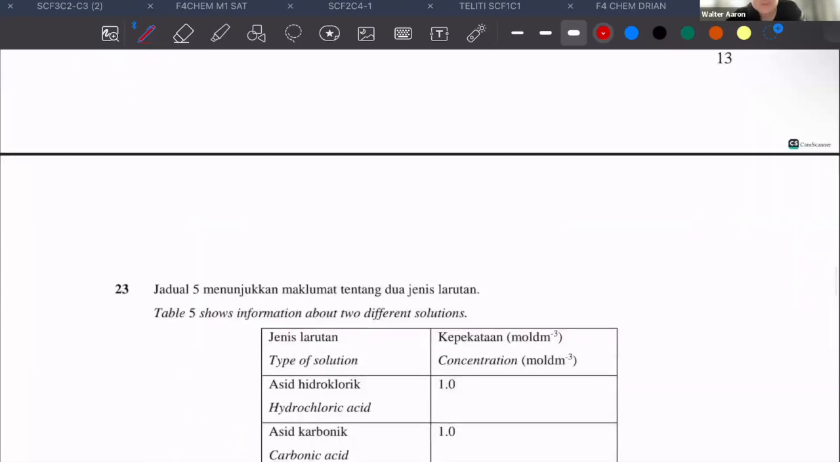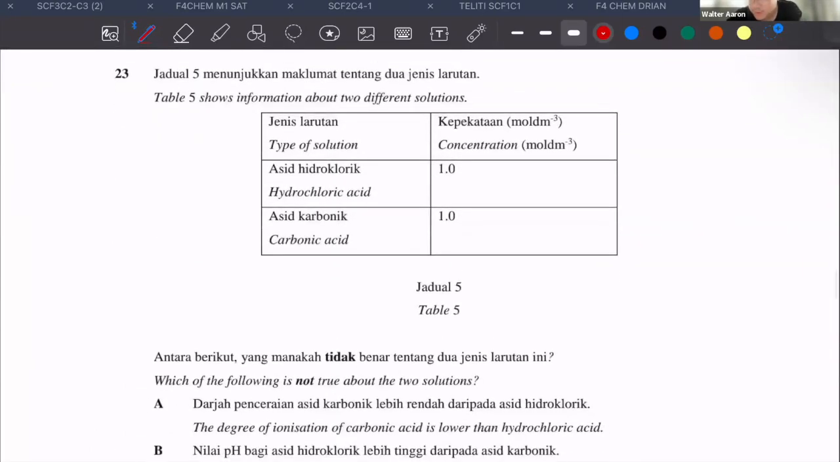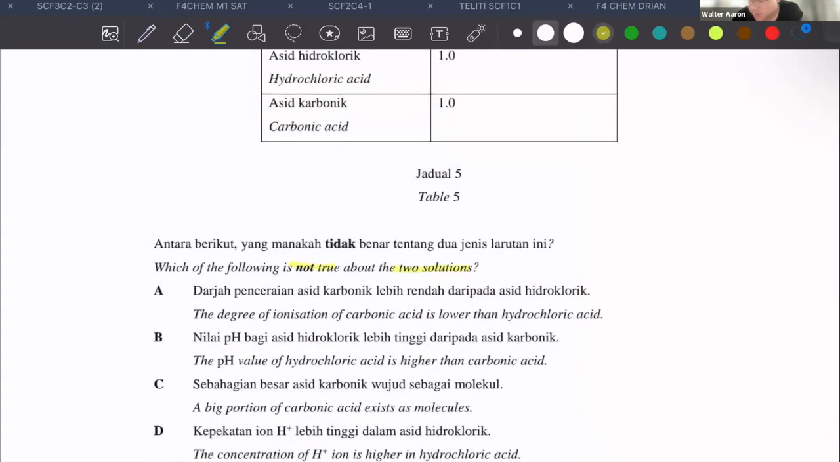23. Table 5 shows the information of two different solutions. We have hydrochloric acid of concentration 1.0 and carbonic acid also of concentration 1.0. Which of the following is not true about the two solutions? Degree of ionization of carbonic acid is lower than hydrochloric acid. This is true, because carbonic acid is a type of weak acid, but hydrochloric acid is a strong acid. We all know that weak acids don't dissociate completely in water, but strong acids do.